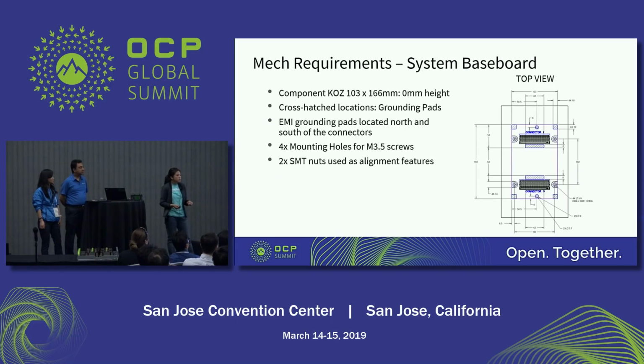On the system baseboard side, we have a specific requirement of a keep-out zone of 0 millimeters. That's just to ensure that you can swap different OAM modules in and out of the same baseboard. We also have requirements on grounding pad locations. You can see the grounding pads in the crosshatched areas, as well as the mounting hole locations. And then finally, we have 2 surface mount nuts that are used to receive the 2 alignment pins that we talked about on the bottom stiffener.